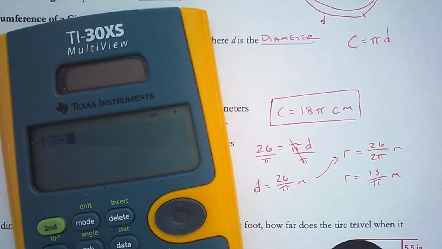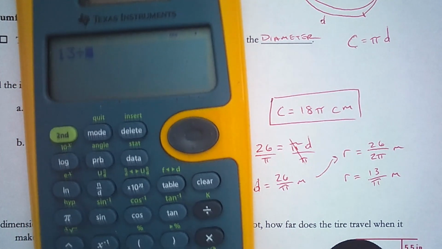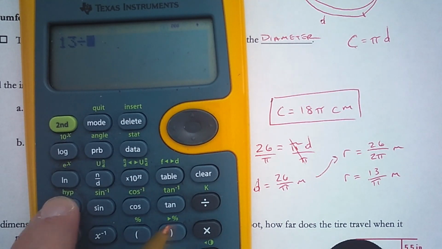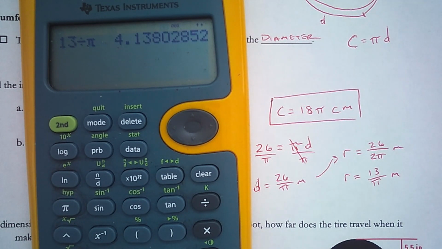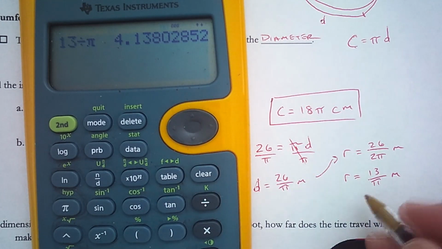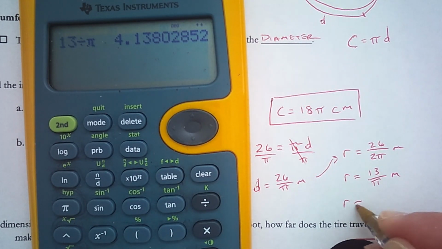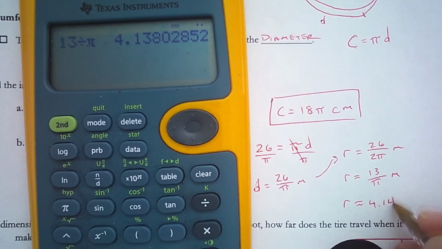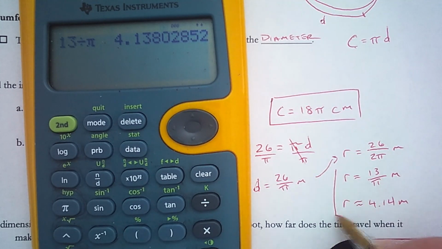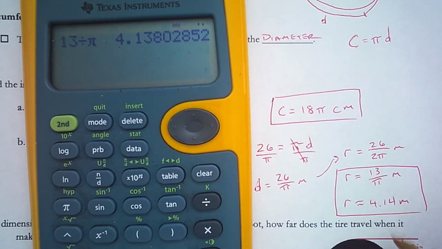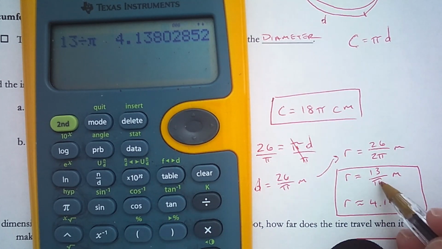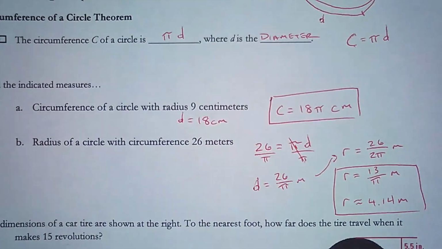So I would do 13 divided by the pi button. Okay, and the pi button is right here. 13 divided by pi. And if you don't have a pi button, you can do 13 divided by 3.14, and that'll get you a good approximation. This will be a little bit more accurate, though. So the radius is about 4.14 meters. So I've got an exact answer and an approximate answer here. Either of those would be okay, but we usually don't leave an irrational number like pi in a denominator.